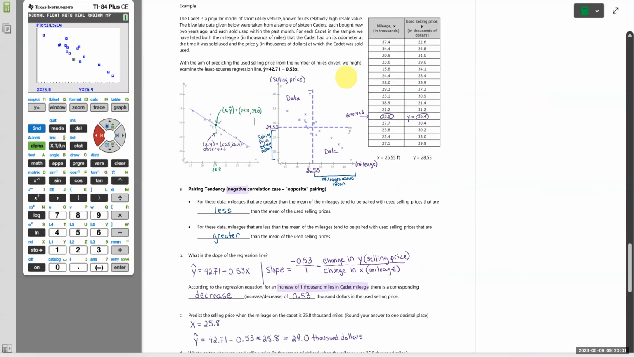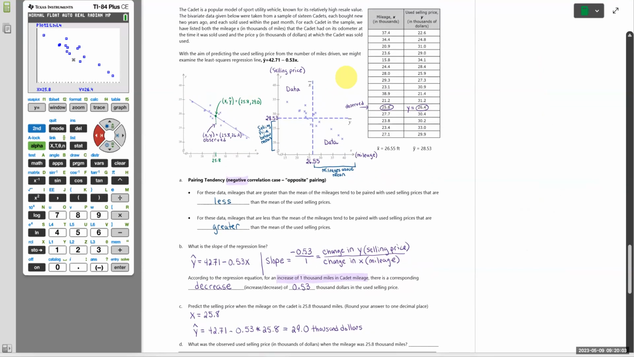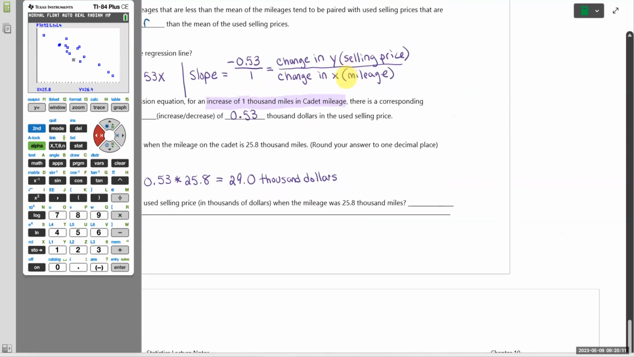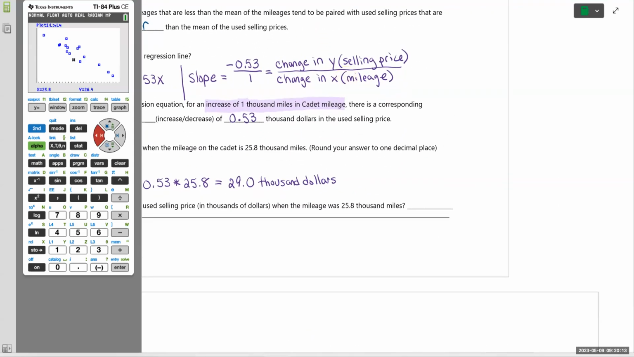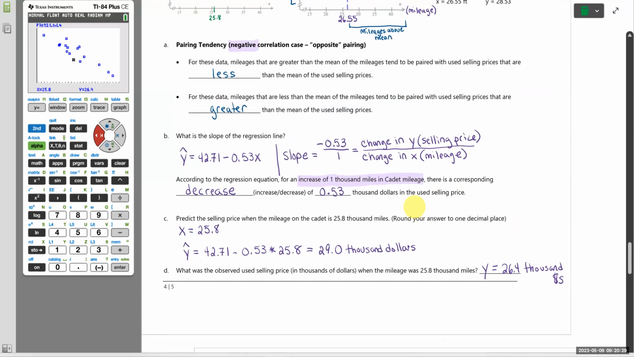So that covers everything except me filling in the very last blank there. So at the very bottom, again, the observed selling price. So we'll just fill in that number. So I'll just, again, remind you, though, that that would be Y. So Y is what you observe in your data, and that came out to be $26.4 thousand. Okay, and we are done with that one.